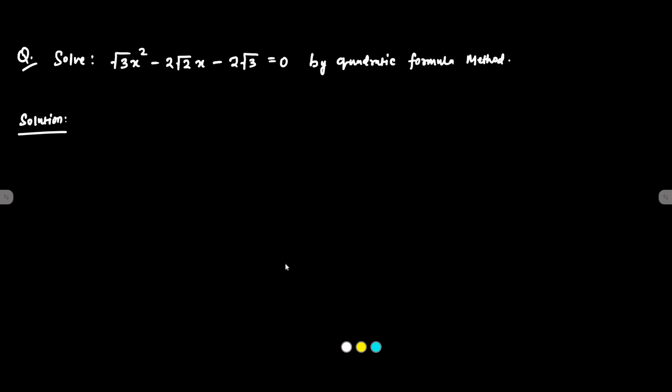So here is another question on solving quadratic equations through quadratic formula method. Here the equation is given: to solve √3x² − 2√2x − 2√3 = 0. So first we'll write the quadratic equation: √3x² − 2√2x − 2√3 = 0. This is the given quadratic equation.